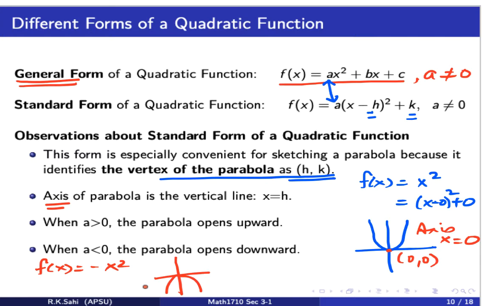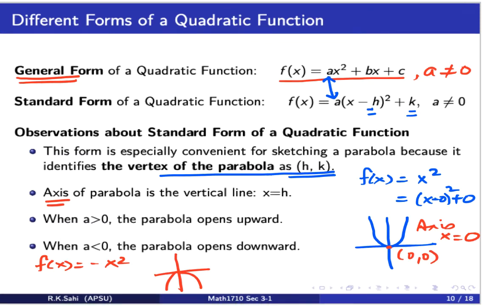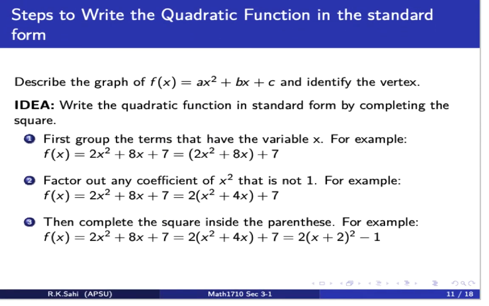Okay, we are going to look at the following. These are the steps. So we're going to first talk about the steps before I do examples with you. The steps to write the quadratic function in the standard form. So, for example, if the graph is given as ax squared plus bx plus c, we would like to describe this graph and identify the vertex.